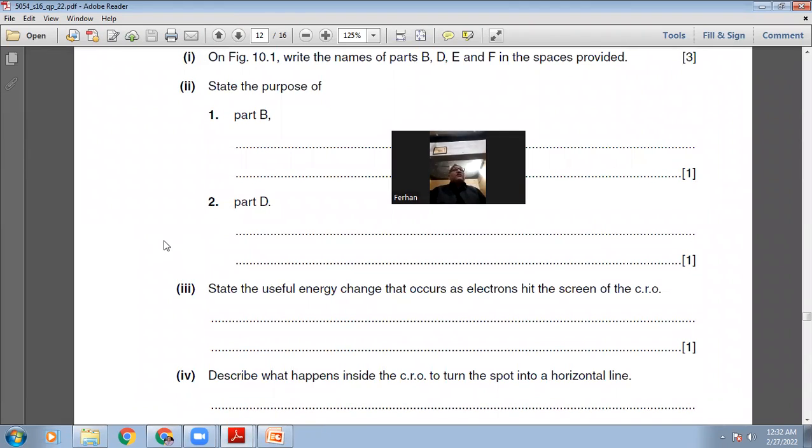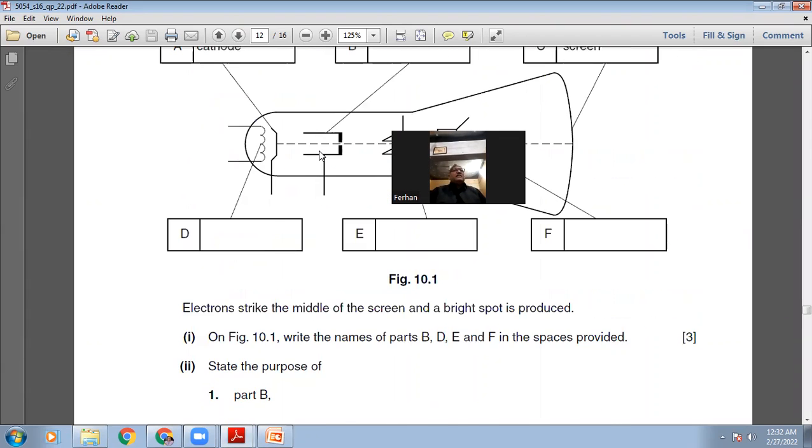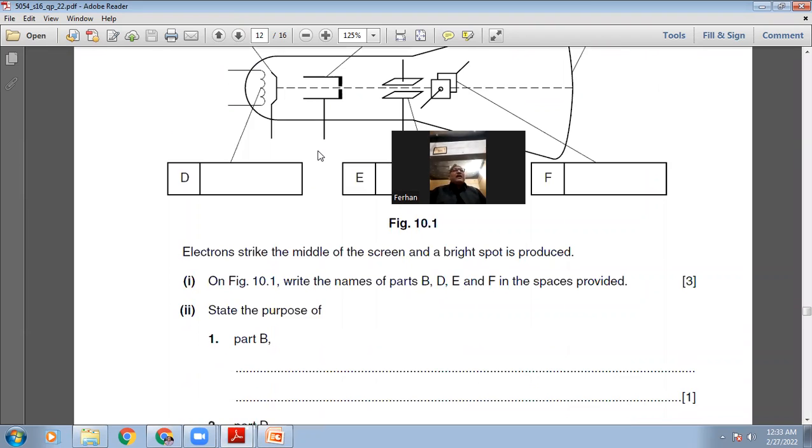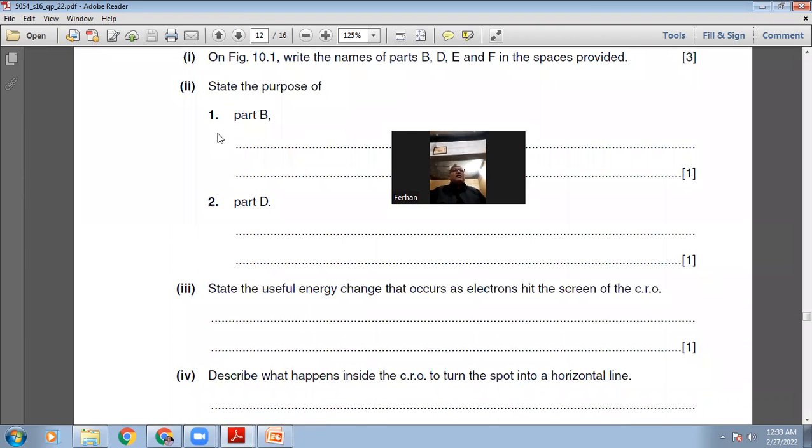The purpose of part B and D: B is basically the anode and D is the filament. Part B, the anode, is a positive electrode and it has a very high voltage. Its basic purpose is to attract the electrons which come out of the filament by thermionic emission. They are negatively charged, and this anode is positively charged and at very high voltage.